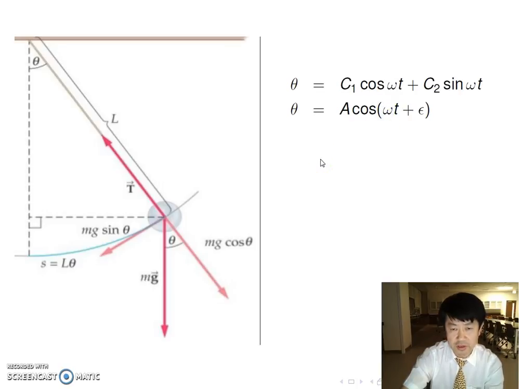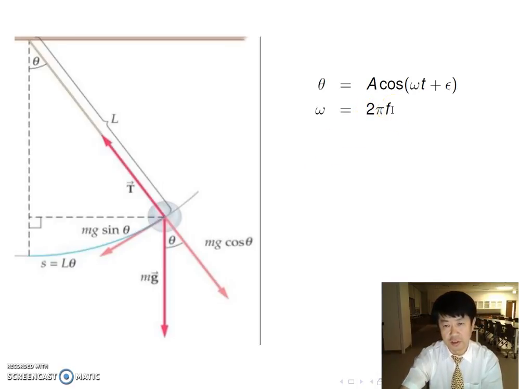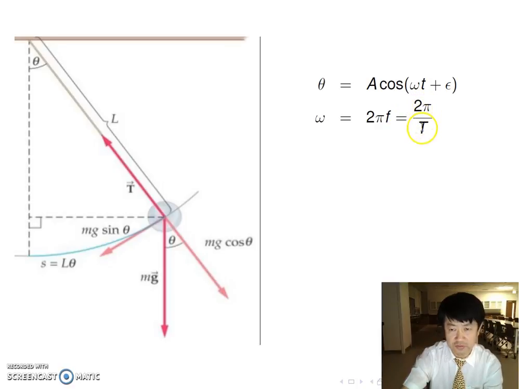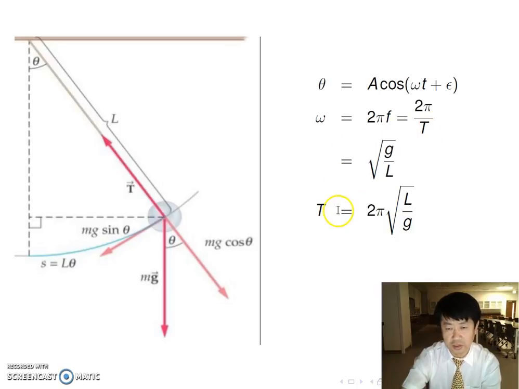Angular speed is 2 pi times frequency. This frequency is nothing but the reciprocal of the period. So 2 pi over T is omega. But if you recall, we called omega the square root of g over L. So from this you can write T to be 2 pi times the square root of L over g. Now we have an expression for the period T.